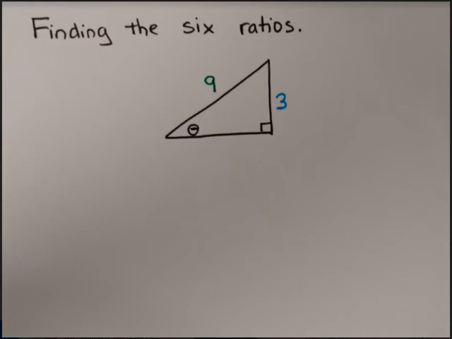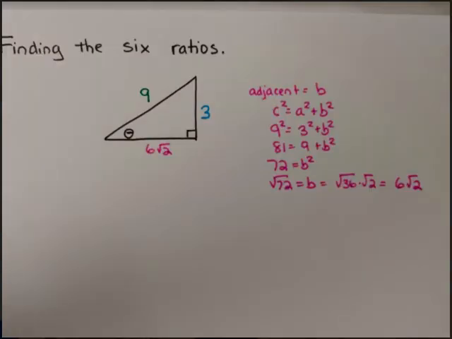You might be thinking, wait a minute, we're missing a side. Aha! We might have to do a little math to figure out what the third side would be. I know you remember this. You've seen it before. It's our friend, the Pythagorean theorem. We are missing the side adjacent to theta. And so we have to do a quick Pythagorean theorem in order to get it. So that side ends up being the square root of 72. And by simplifying, that's 6 root 2. Now we're ready to find the 6 ratios.